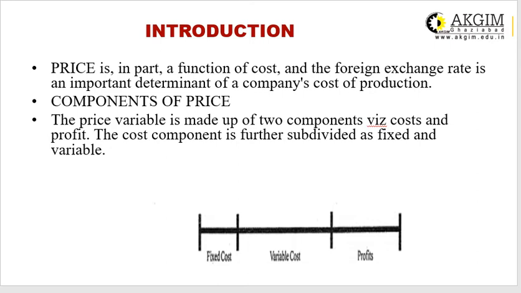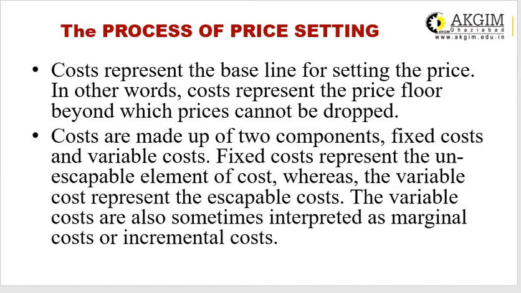That is your price. So the price variable, as you can see in the diagram, is made up of two components, that is cost and profit. The cost component is further subdivided into fixed and variable cost. So, what is the process of price setting? The cost represents the baseline for setting the price. In other words, the cost represents the price floor beyond which prices cannot be dropped. Costs are made up of two components, fixed costs and variable costs.